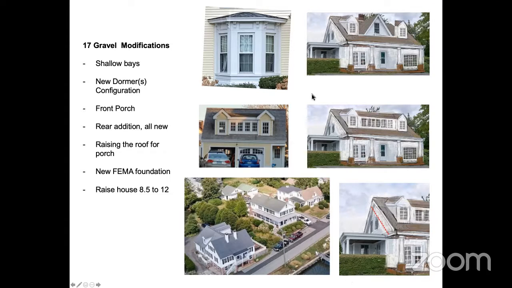Mr. Grace, did you have any questions while we're talking about possible design features and modifications? Am I unmuted? Yes, I hear you. We can hear you.